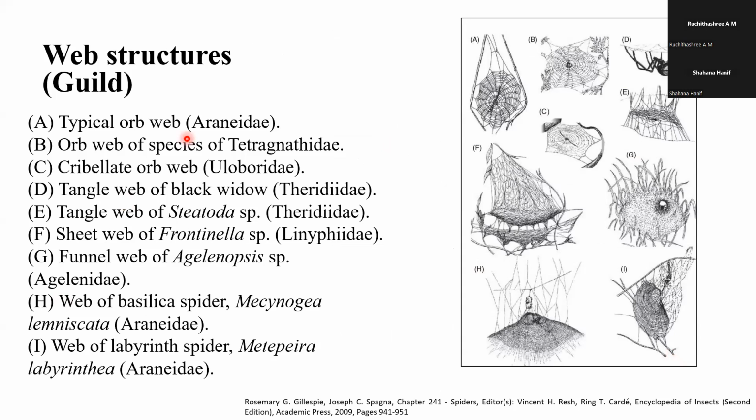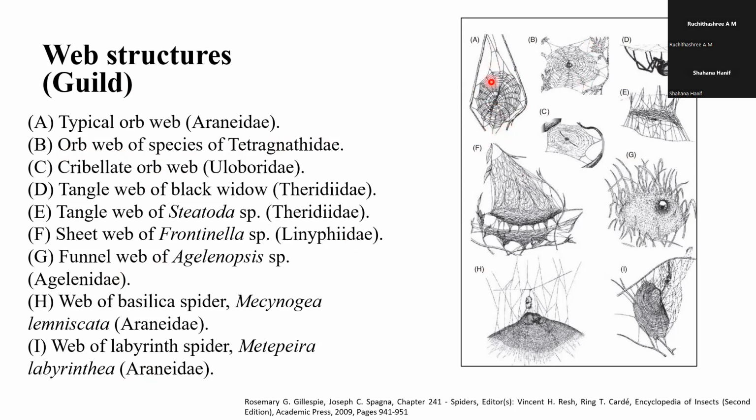So now we are going a little deeper. This picture is from Rosemary Gillespie et al. 2009. This paper is very beautiful, a very nice paper. You can see everything; they have described each of these kinds of webs there. So there is the typical orb web, which is from the Araneidae family, and I'll show some examples. And there are some Tetragnathidae. So here you can see an example of Araneidae and Tetragnathidae.